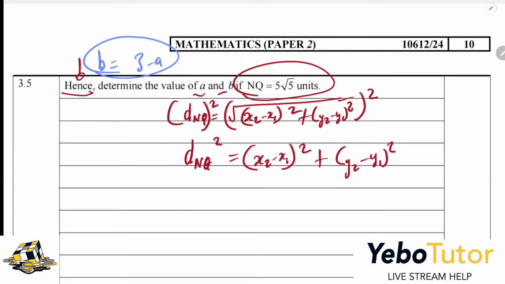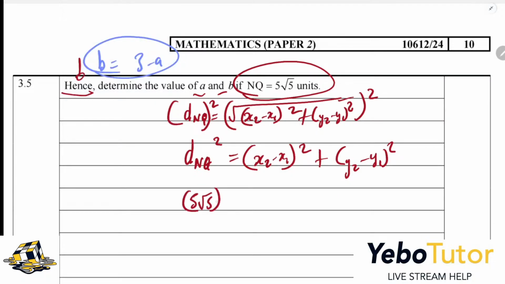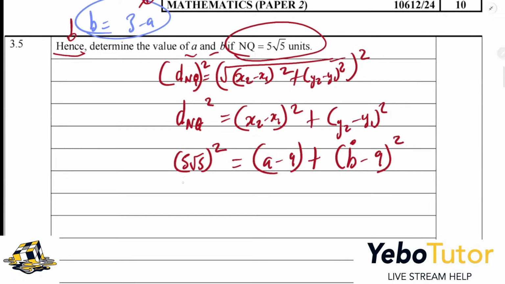So this is now the same as 5 root of 5, then we square that, equal to (A minus 9) squared plus (B minus 9) squared. Our B is equal to 3 minus A, so our life is already easy because we know the value of B. So that will be 5 root of 5 squared is equal to (A minus 9) squared plus (3 minus A minus 9) squared.